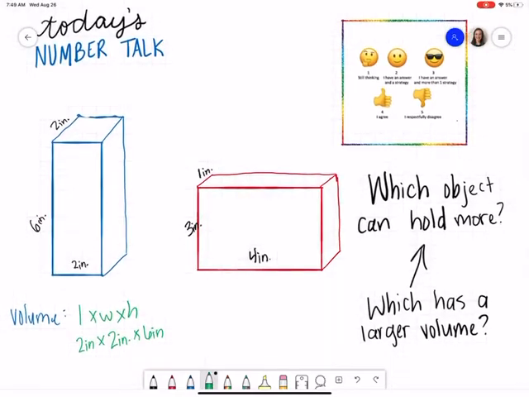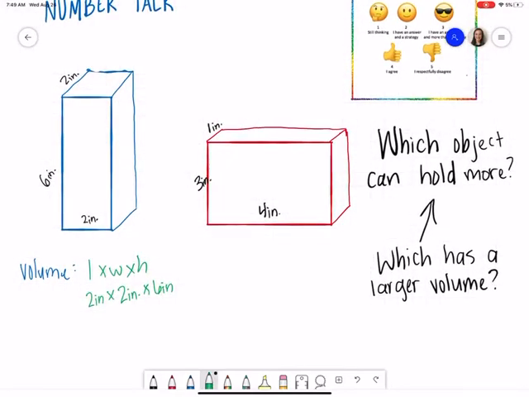Okay, so if I did that, 2 times 2 is 4, times 6 equals 24. And then since we know that we're doing a 3D object, we know we need cubes to measure it. So it'll be cubic inches.